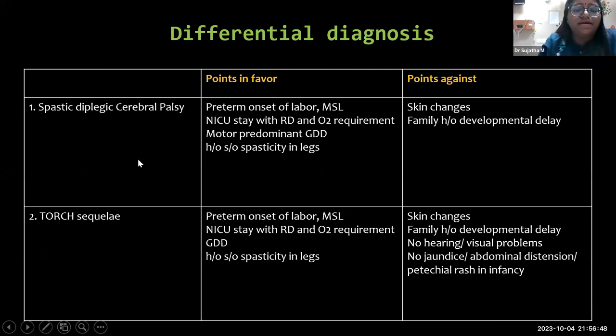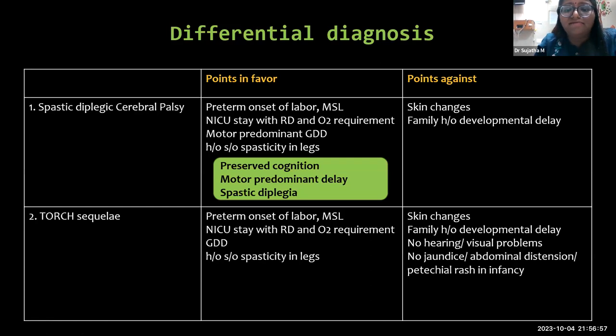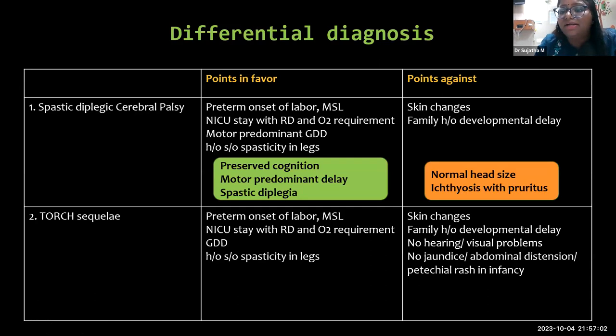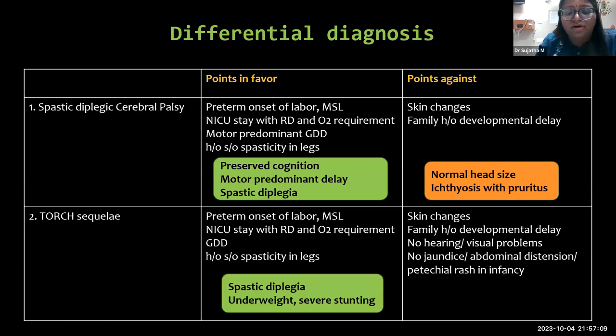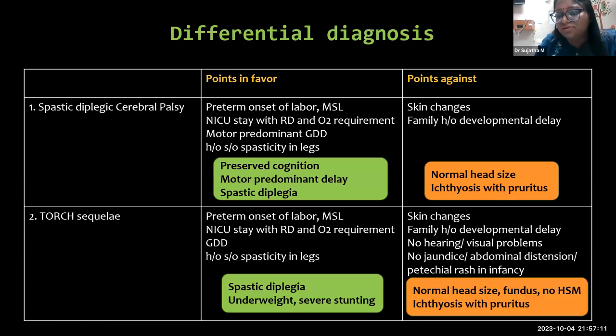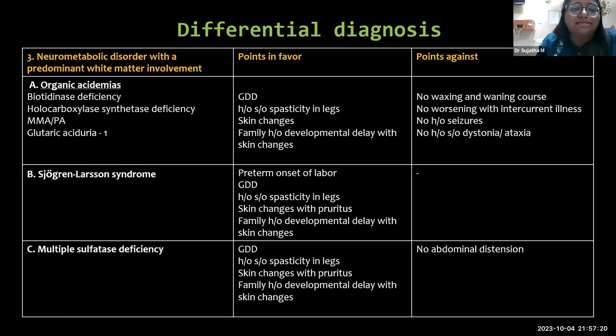So coming to the differential, a spastic diplegic CP, pretty much all the points have been discussed in history. So in examination, we have a preserved cognition, motor predominant delay, and a spastic diplegia. And the points against were a normal head size and an ichthyosis with pruritus, which is not common with a spastic diplegic CP. In the leukodystrophies equally, there was no history of jaundice, abdominal distension, no hepatosplenomegaly on examination, normal head size, fundus examination was normal, and the ichthyosis with pruritus is a point against.